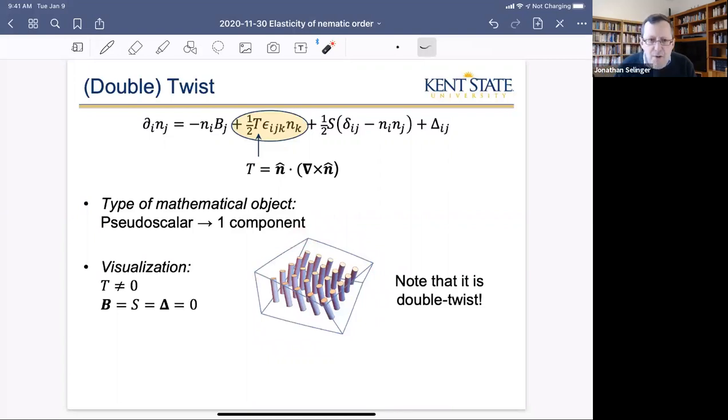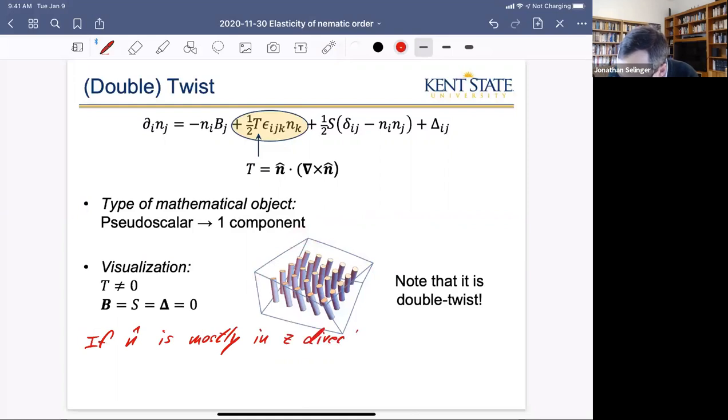So in this mode, you have the director, which is mostly in the z direction. Well, it's mostly in some direction. Okay, so we'll say if n is mostly in the z direction, then we can look at the combination dn y dx minus dnx dy.